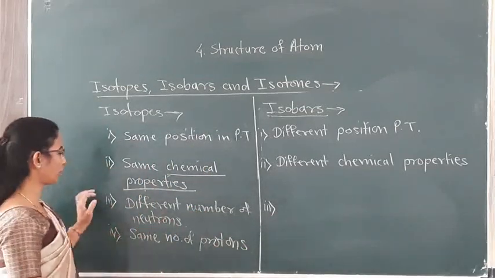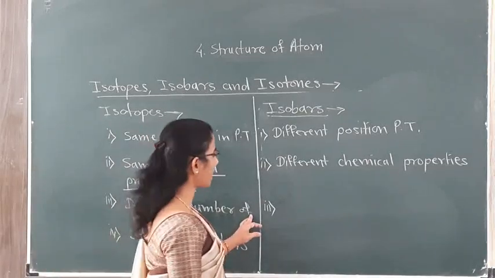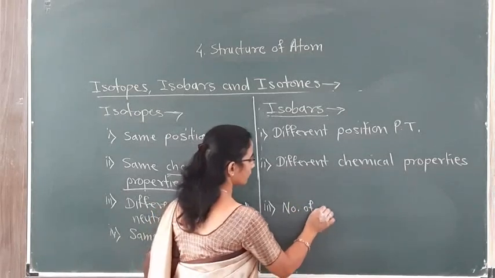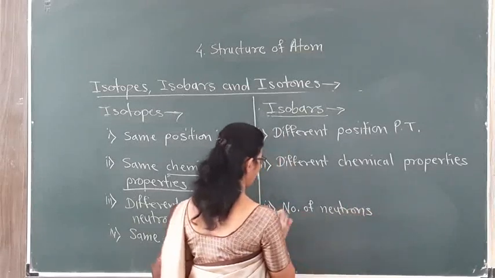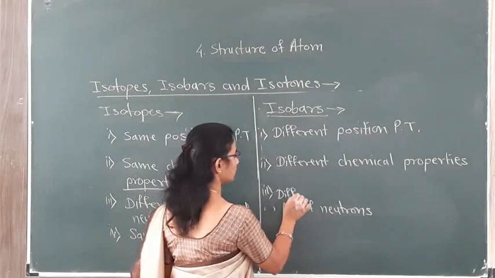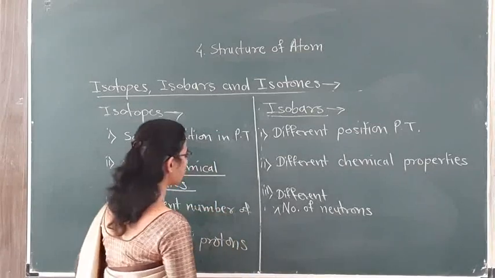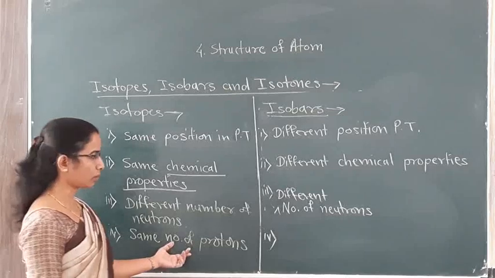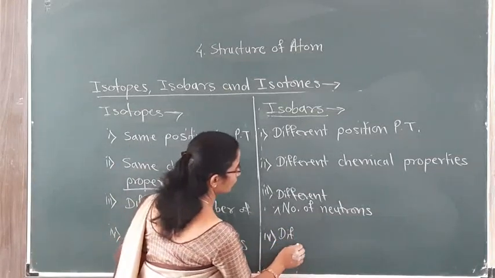Let's see the third property, that is the number of neutrons. We have already seen that the number of neutrons present in the isobars is also different. They have different numbers of neutrons. And let's see the next characteristic, that is the number of protons. They also have different numbers of protons.